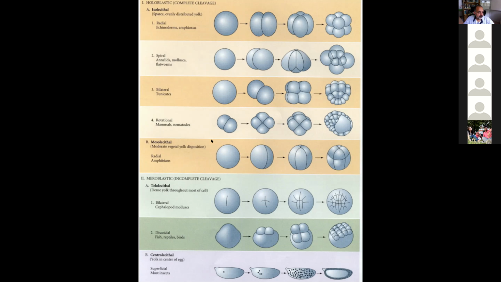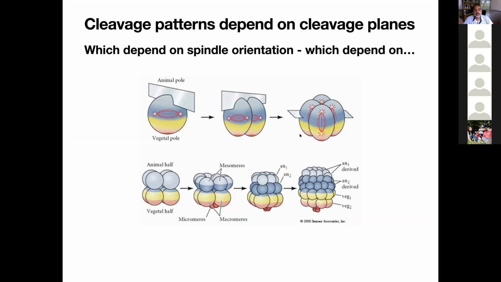So what all of this is saying is that generally we don't really have a good idea what's specifying, what's directing the cleavage planes. So we know that to get particular kinds of patterns of cell division, you need to orient the spindles. So these are the cleavage plane, the chromatids as they divide. You need to orient them in particular ways.